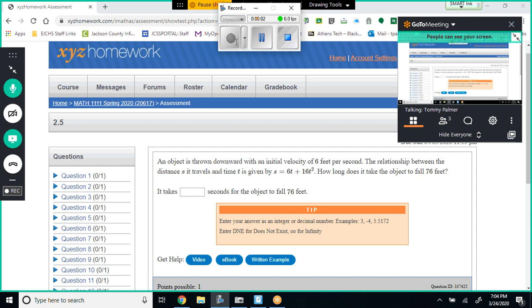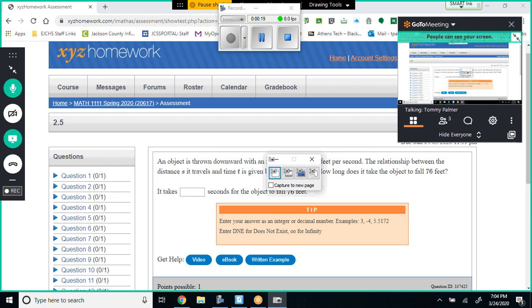Recording. We're on 2.5 online help session. This is problem number 20, and it's talking about an object being thrown downward with the initial velocity of 6 feet per second. What is the relationship to distance s?